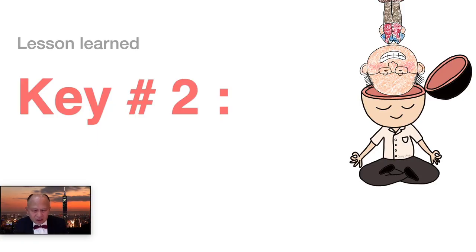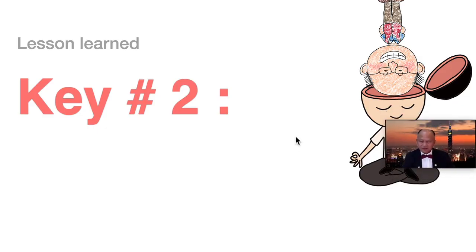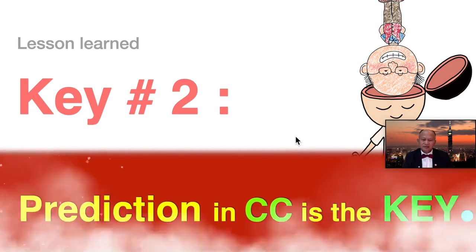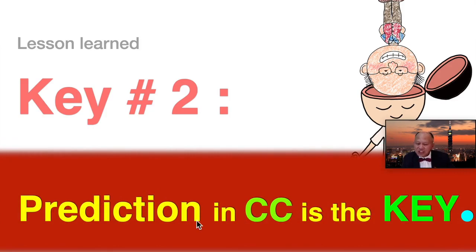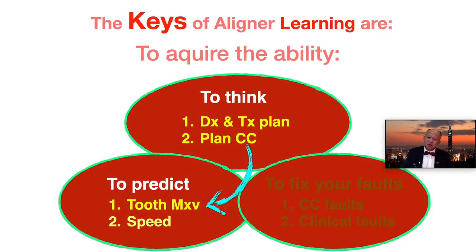So, lesson learned. Prediction in ClinCheck is the key. Of course it's the key. If you cannot predict the tooth movement and tooth movement speed, how can you write a reasonable ClinCheck? It's impossible to write the right ClinCheck, a reasonable, effective ClinCheck.